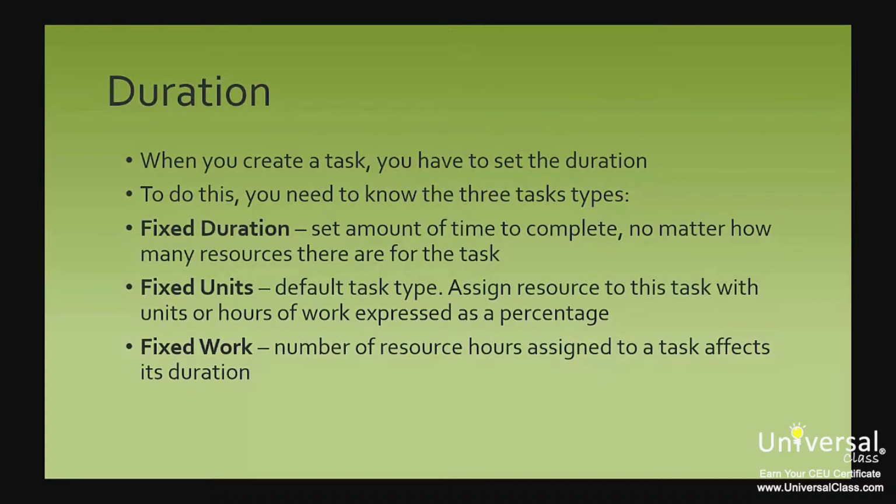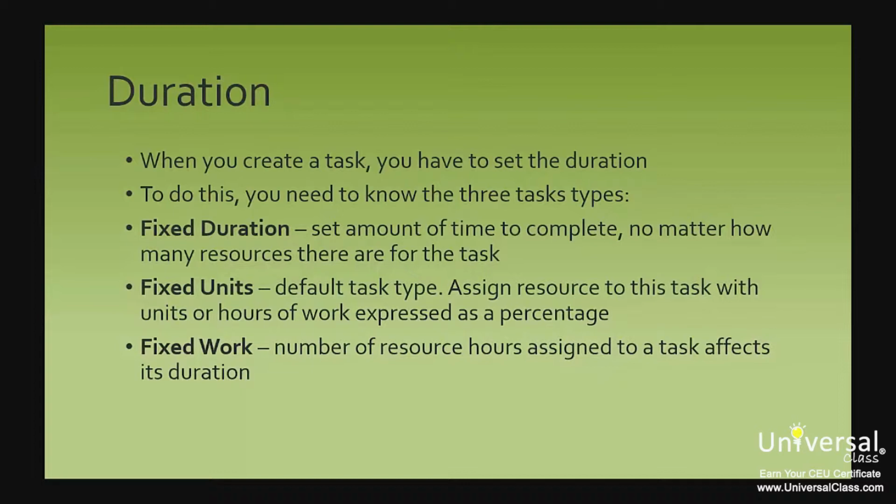The 3 task types in Project 2013 are fixed duration. Fixed duration tasks take a set amount of time to complete, no matter how many resources there are for the task. Fixed units. These are the default task type. When you use this type, you assign resources to a task with a certain number of units or hours of work expressed as a percentage of the working day. The resource assignments do not change, even if you change the duration of the task or the work amount.